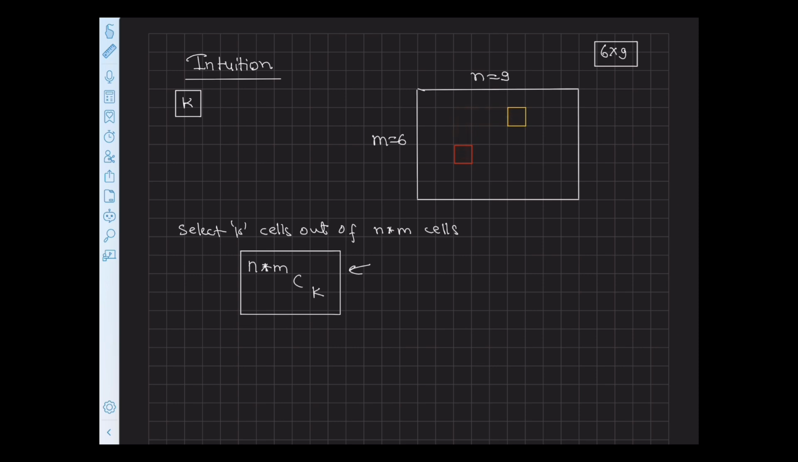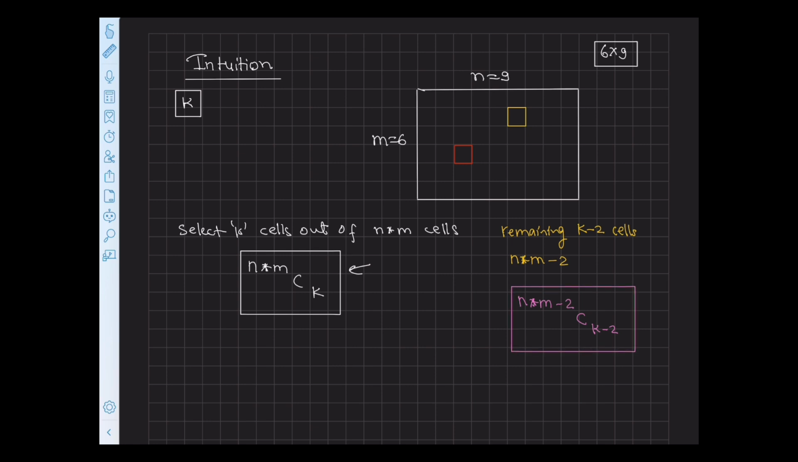We can arrange those remaining k minus 2 cells in the remaining spaces as we want. So how many spaces do we have? We have a total of n by m spaces. We have to subtract 2 because now these two spaces are acquired by our red and yellow pieces. So how many ways do we have? We have actually (n times m minus 2) C (k minus 2), right?